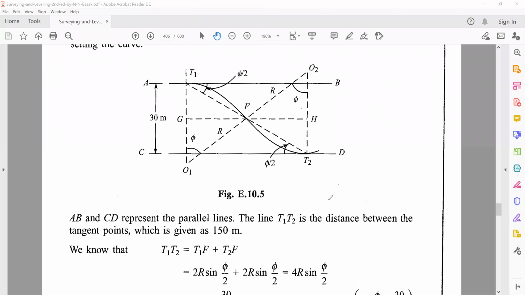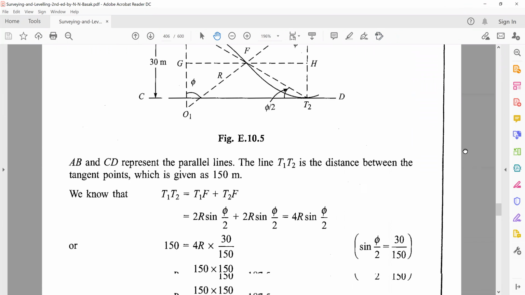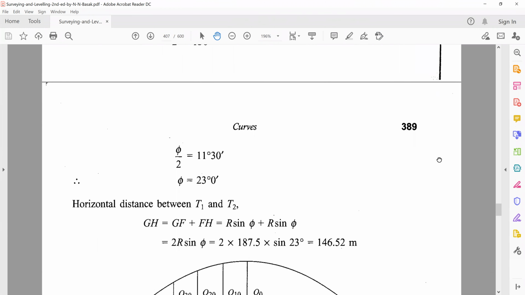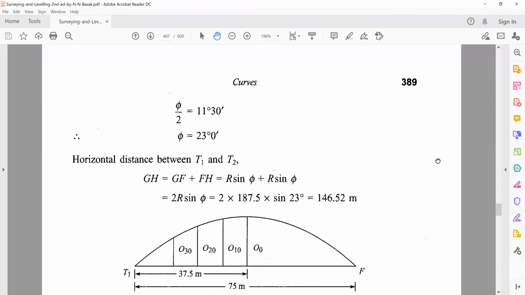So this point would be K. And if you apply the sine relation over here, we have sine phi by 2 for this triangle. We have the perpendicular, which is 30, and the hypotenuse, which is again given to you, which is 150. So you can either find the value of phi, or you can substitute the whole thing in the equation given below. So we can replace it and find the radius, and then again we can find phi as well. This is what you need to know: radius and phi.